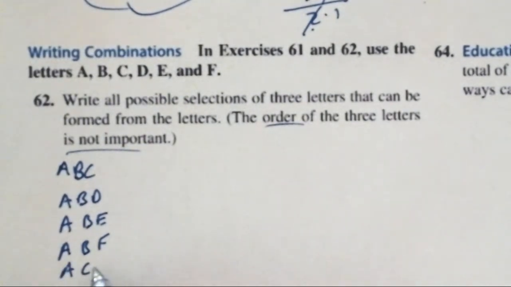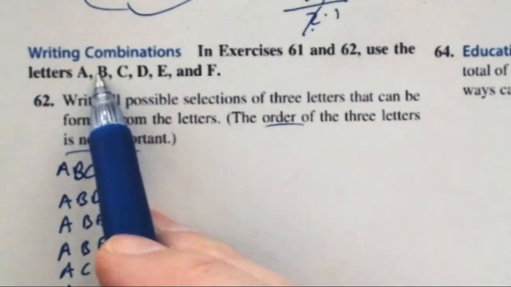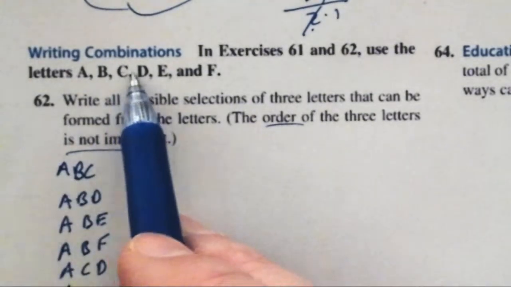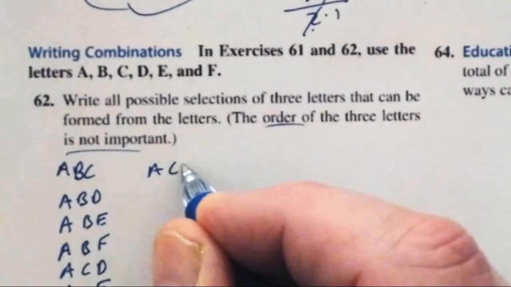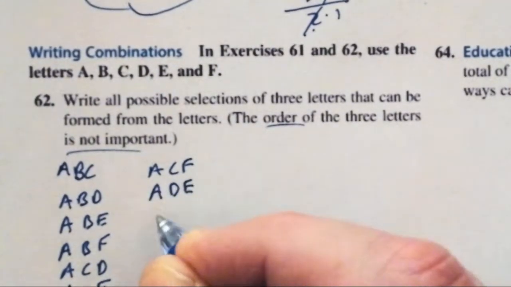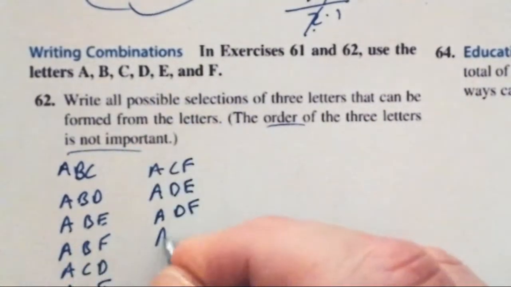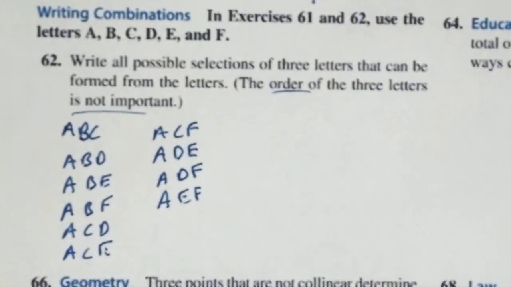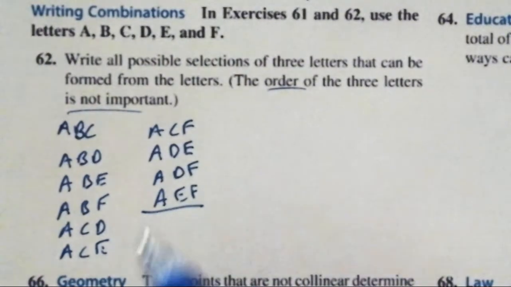So ACD. I don't have to come back to ACB because I've already got ACB right here if the order doesn't matter. So ACD, ACE, ACF. I'm done with the ACs. ADE, ADF. I'm done with the ADs. AEF. I'm completely done with the A's. So I'm going to pick up with the B's. So there's a bunch there. I hope it gets better.